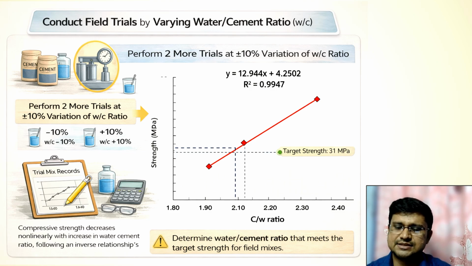So plus 10% is almost close to 0.52 and minus 10% is almost close to 0.42. So we have to do all our calculation for these three mixed proportions, and then we have to prepare a graph of water cement ratio versus strength, and from that we can actually get the correct amount of water cement ratio. So what are the different steps? I am just elaborating it in the next slides.